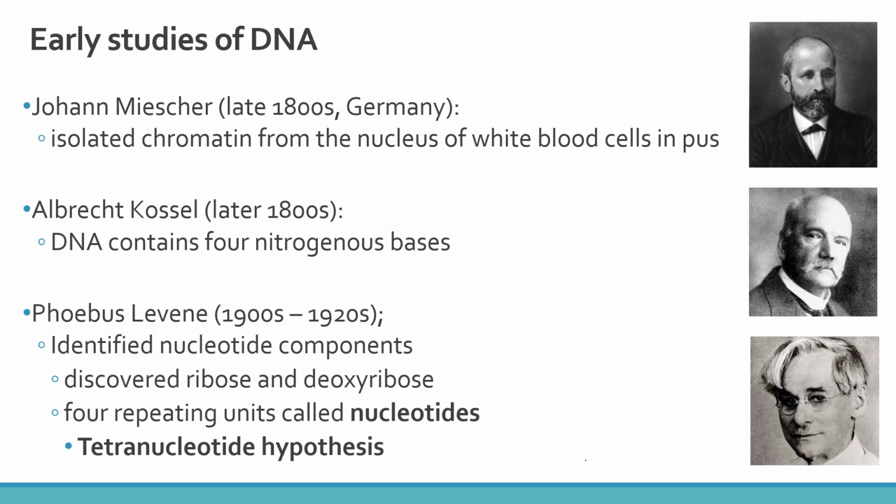Cell biologists, also called cytologists, and chemists have been working on the structure of DNA and function of DNA for quite a long time. As far back as the mid to late 1800s, individuals were looking at these chromosome structures that were found inside the nucleus of the cell. In the late 1800s, Johann Miescher isolated chromatin from the nucleus of a white blood cell for the first time.